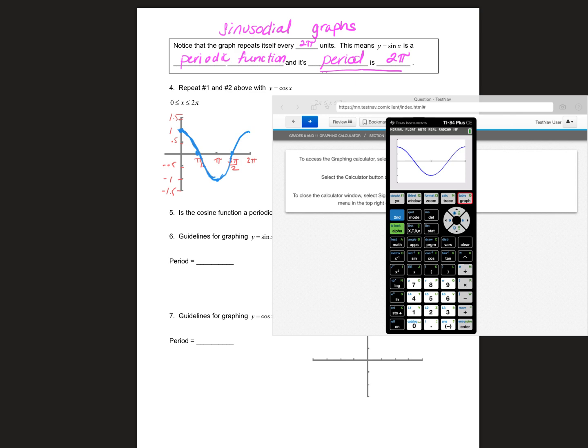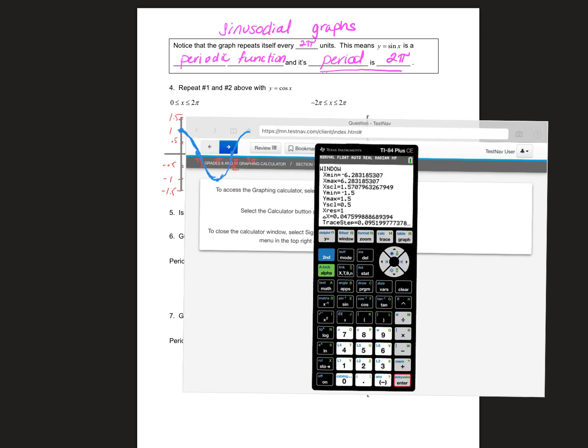Now, what I want you to do is do the same thing that you did before and do the next graph over, for when you're between negative 2 pi and pi. At my window, I had to change that x at the top there to negative 2 pi and enter, and that's what I got. So now hit graph, and that's what your graph should look like.